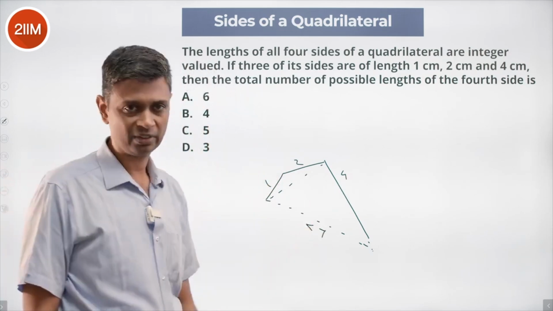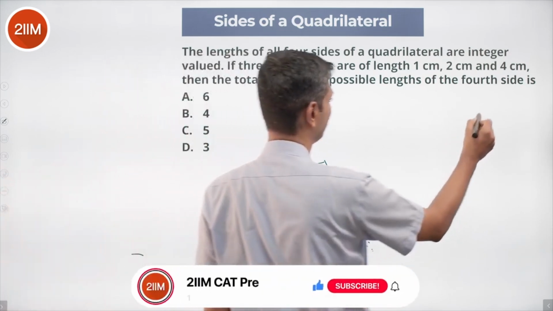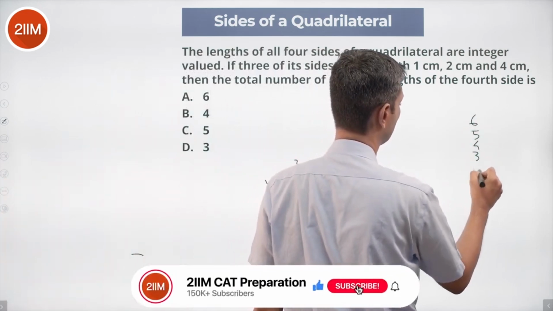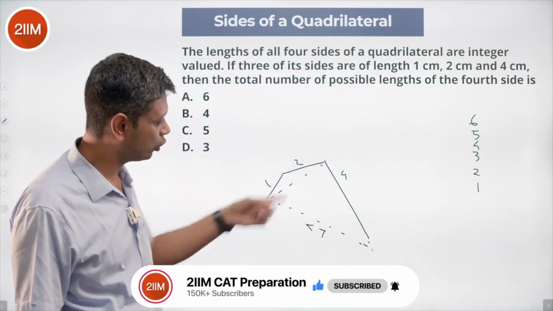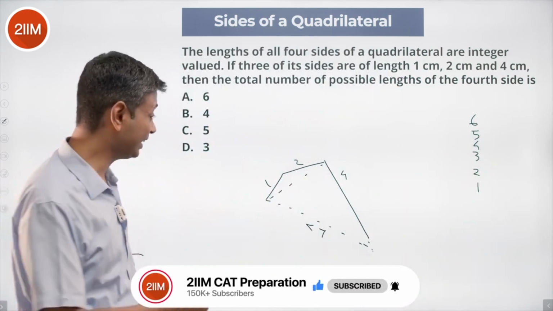1 plus 2 plus 4 is 7. The fourth side should be less than 7. Or it can be 6, 5, 4, 3, 2, 1. Except we need to keep in mind that the longer side could be 4. I have to flip the equation the other way around.